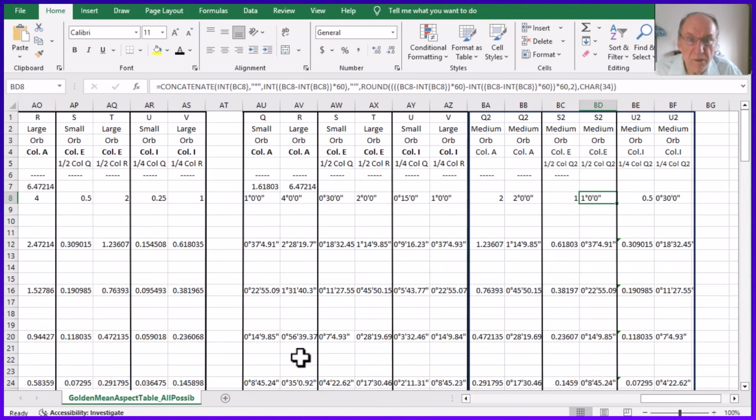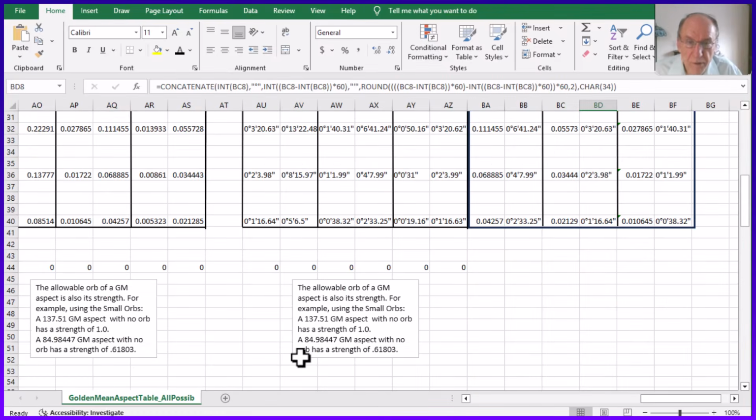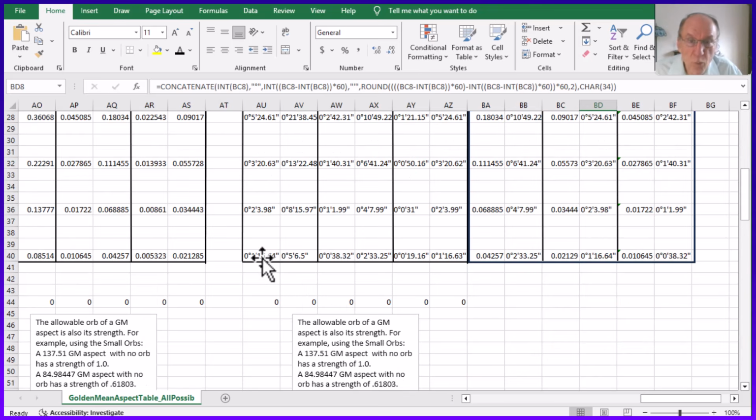Let's go up here. The small orb is right next to it. It's 1 minute rounded off. So that's what I was saying. If you go down 9 levels, you're ending up with the orbs that are about 1 minute. And then the medium orb is going to be about 2 minutes in size.